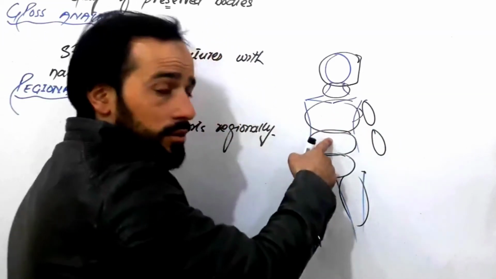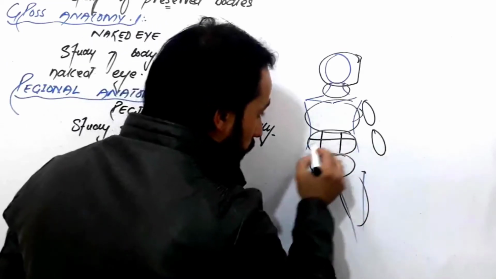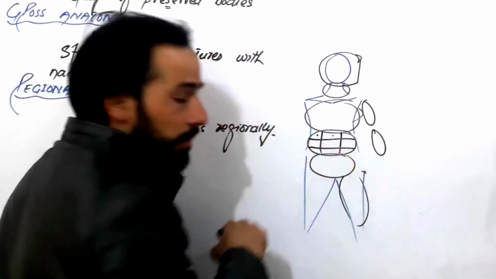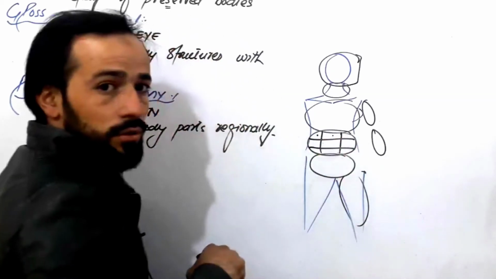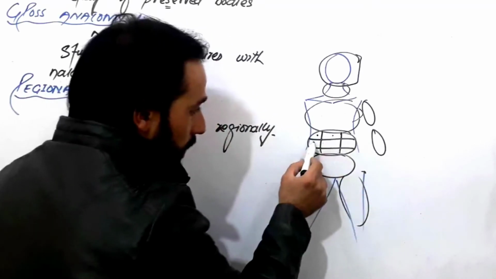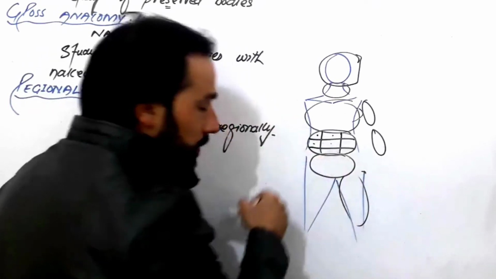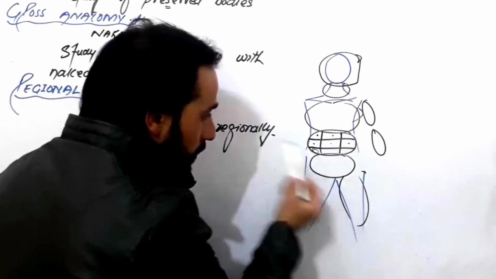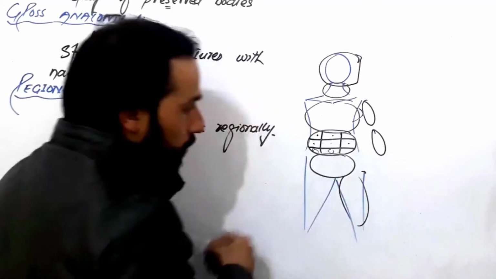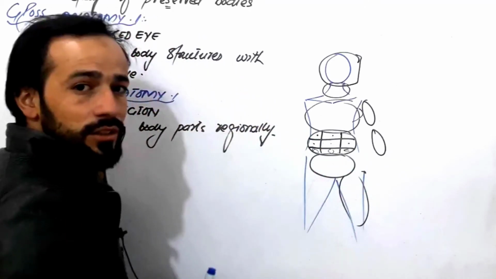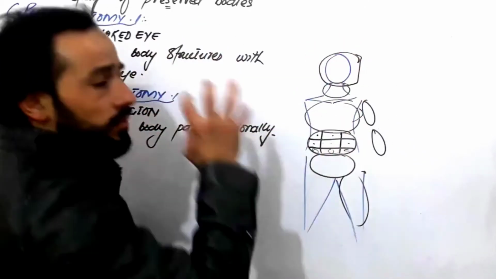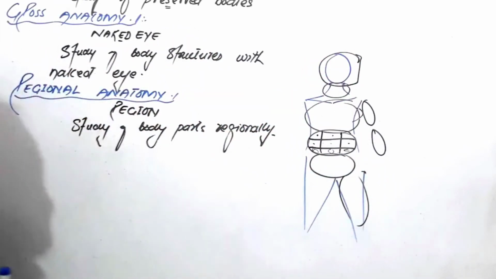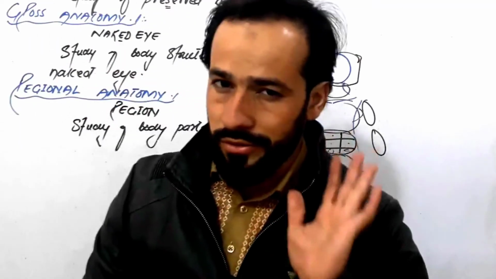In the abdominal cavity, you have about 9 regions, right? So the right upper quadrant region, epigastric region, left upper quadrant region, right? And what is this? Right lumbar region, umbilical region, left lumbar region, right? Right iliac region, hypogastric region, left iliac region, right? So these are the different regions of the body. So when you are studying the body parts regionally, this is called regional anatomy. I hope you are understanding, right?